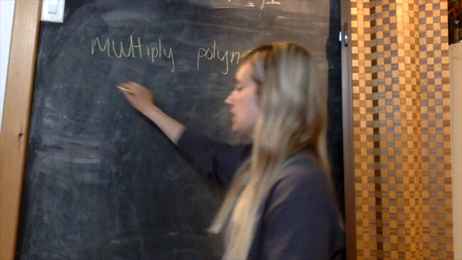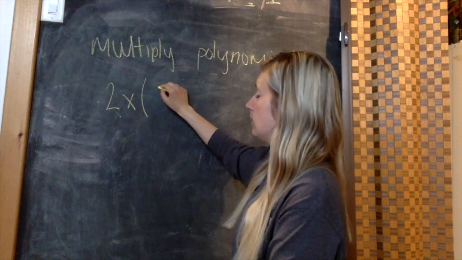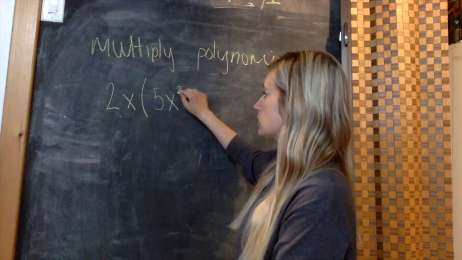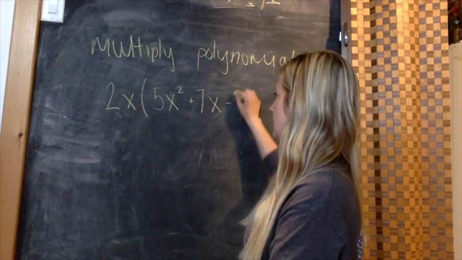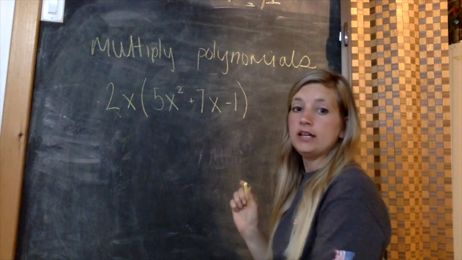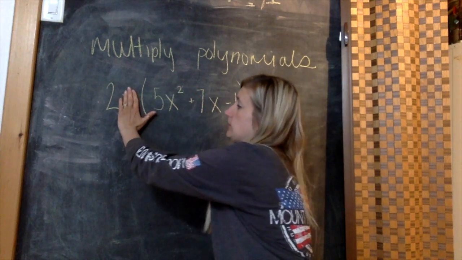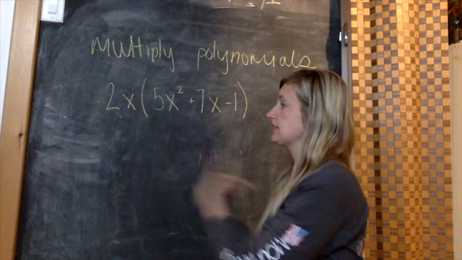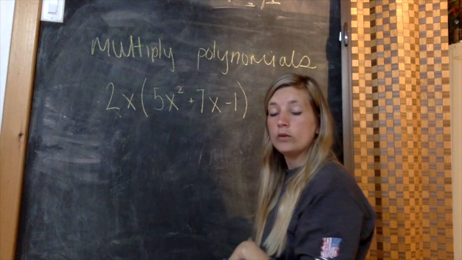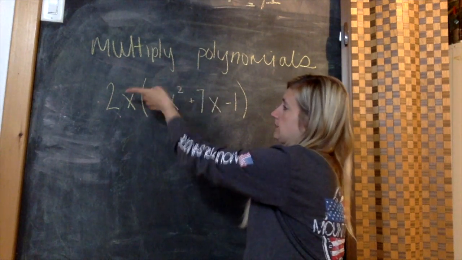Okay, so let's do 2x times 5x squared plus 7x minus 1. Okay, so this should look normal. Normally we do not have the x there, but now that we've done our exponent rules, we can put that x in because you know that when we are multiplying like bases, we simply add the exponents together.